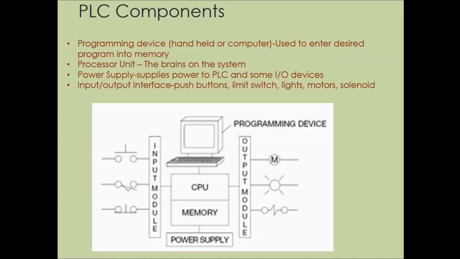PLC components. There are four major components to a PLC. First, we have the programming device. It can be handheld or a computer. These days, it's mostly computer. It is used to enter the desired program into the memory. We have the processor unit, which is the brains of the system. Next, the power supply, which supplies power to the PLC and some I/O devices. And fourth is our input and output interfaces. Push buttons, limit switches, lights, motors, solenoids are all examples of those inputs and outputs.